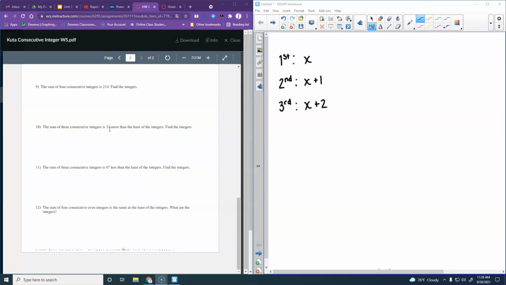Okay, so you're not going to set this equal to 33. You're going to do the sum of the integers, which is x plus x plus 1 plus x plus 2, so 3x plus 3. Alright, so that is your sum of the 3 consecutive integers. But the sum of the 3 consecutive integers is, that tells me to put an equal sign, 33 more than. What does more than tell me to do? Add the least of the integers. Which one's the least of the integers? x. So my equation is going to be 3x plus 3 equals 33 plus x.